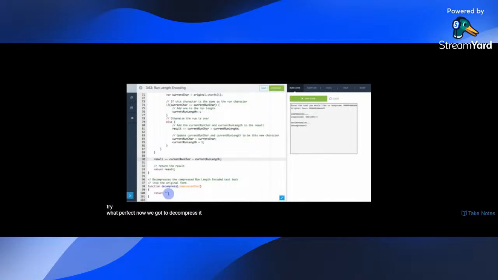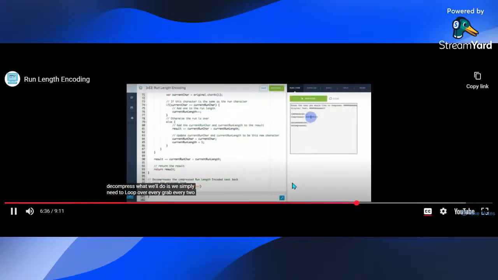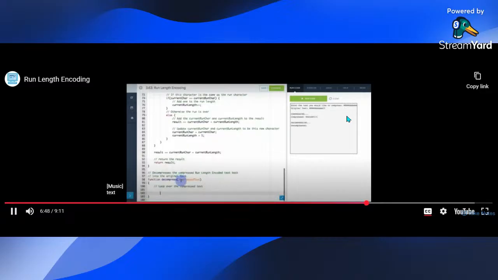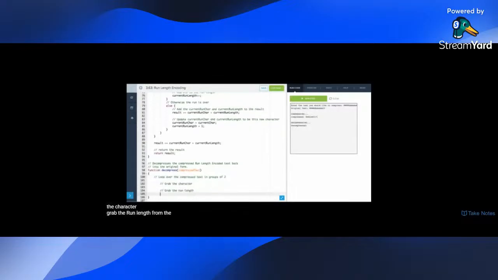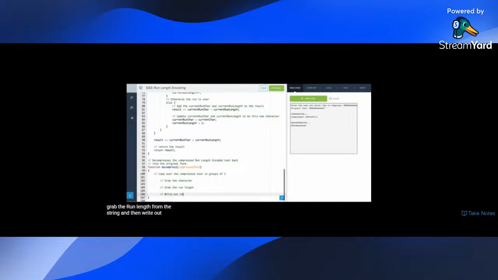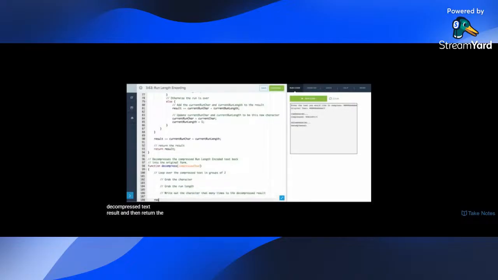Now we gotta decompress it. So to decompress, what we'll do is we simply need to loop over, grab every 2 characters, and write out the given character the given number of times. So we'll loop over the compressed text. We will grab them in groups of 2. We'll grab the character, grab the run length from the string, and then write out the character that many times to the decompressed text result. And then return the result. So if we implement all these steps, this should work.